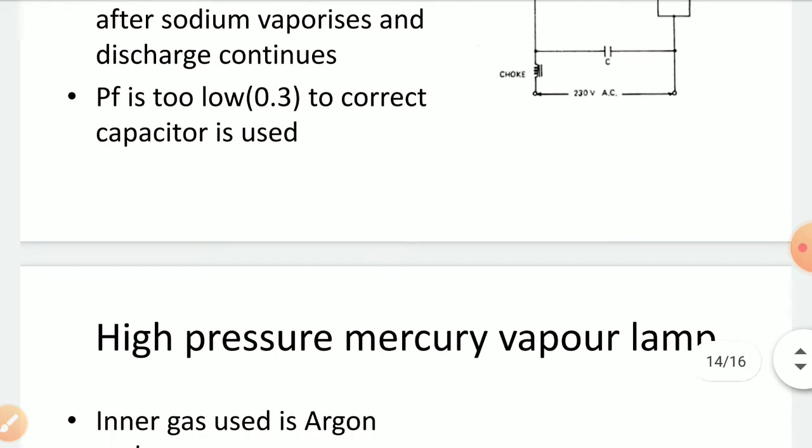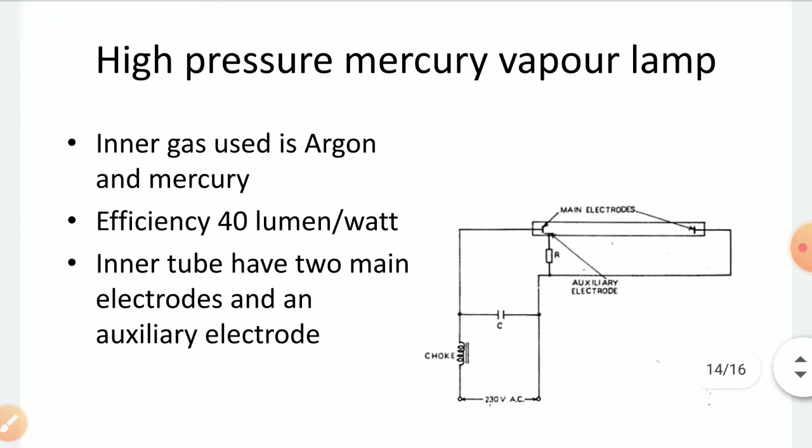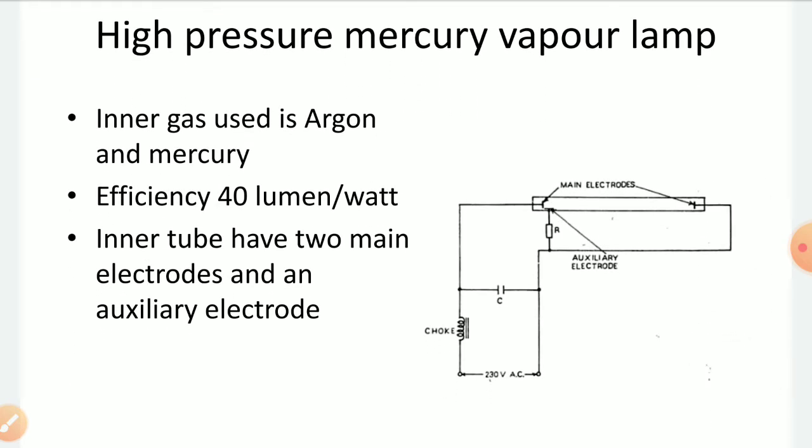Okay, so high pressure mercury vapor lamps, you can see here, the construction feature is almost similar to that of the sodium vapor lamp. The inner gas used is argon, same once again. In case of the previous lamp, sodium and neon were used. So here mercury and argon is used. So the inner gas is filled inside the tube.